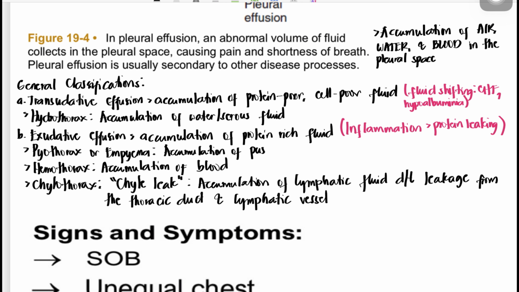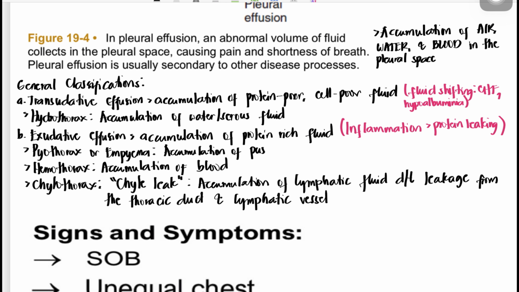For example, sample ng transudative effusion, we have hydrothorax, meaning ito ay collection or accumulation ng water or serous fluid in the pleural space. Kaya nga siya hydrothorax, water. On the other hand, sa exudative effusion naman, it is accumulation of protein-rich fluid. Kaya merong protein-rich fluid when there is an inflammation that is happening. Pag may inflammation, magkakaroon ng protein leaking sa pleural space.